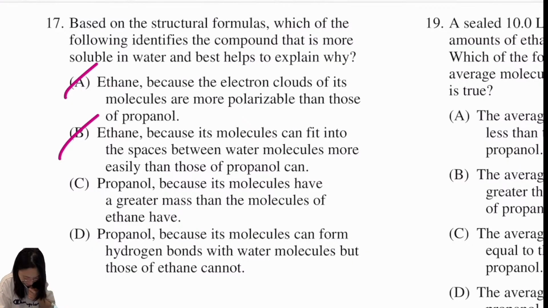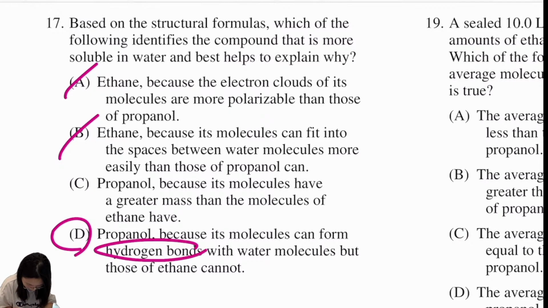Okay, and let's take a look at the reason. Its molecules have a greater mass. Okay, so it has nothing to do with the greater mass. Sometimes it does matter if we're comparing the London dispersion force of two different molecules, then greater mass means more atoms, more electrons, higher polarizability, so a greater London dispersion force. But when it comes to hydrogen bonding, it has nothing to do with greater mass. So the answer is D, because it can form hydrogen bonds with the water molecules, but ethane cannot.